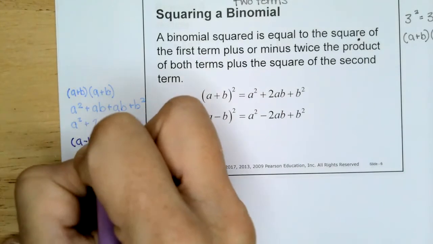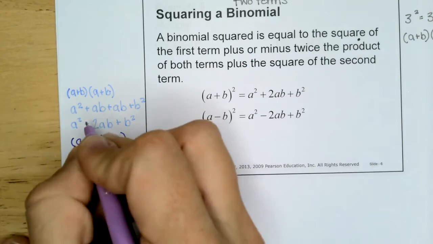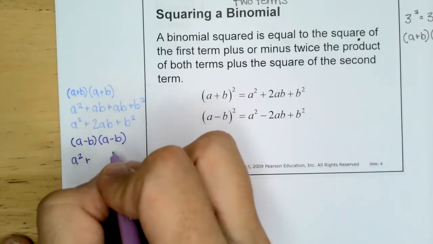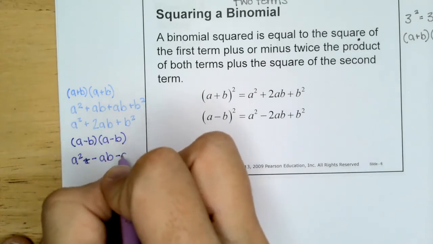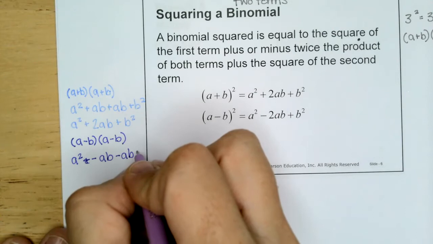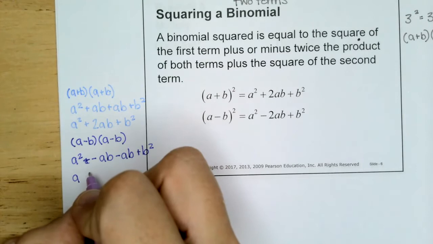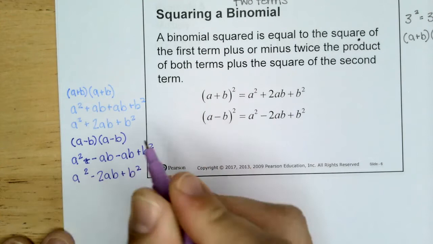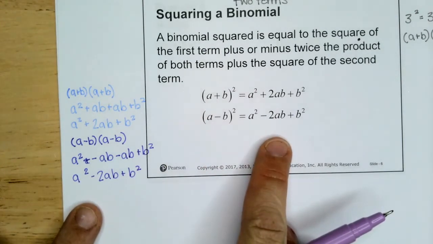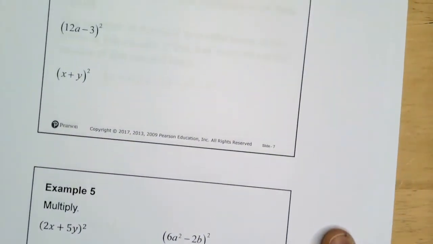A minus b times a minus b. First is a squared. Outside is minus ab. Inside is minus ab. Last is plus b squared. So that would be a squared minus 2ab plus b squared. So you can see where they got it. They just got it by FOILing, okay? So we are going to practice FOILing.